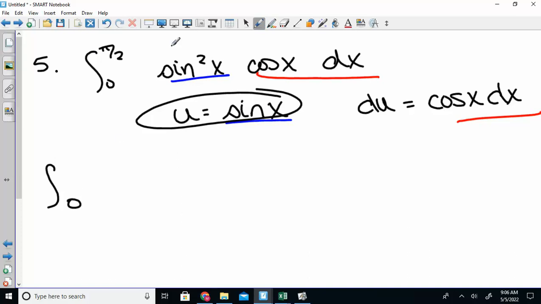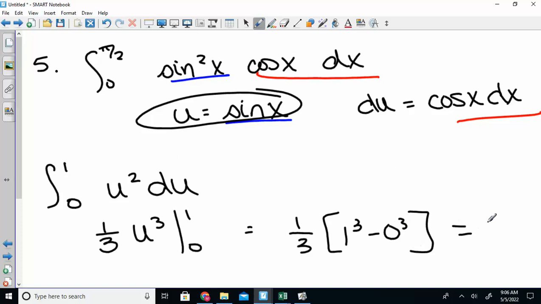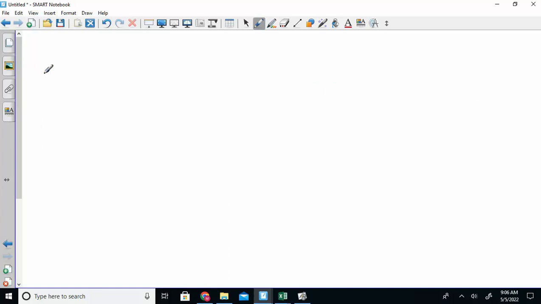So if x is 0, sine of 0 is 0. If x is pi over 2, the sine of pi over 2 is 1. So then we have u squared du. Antiderivative of u squared is 1/3 u cubed. Since I changed my limits, we can just plug them in here. So 1/3 times 1 cubed minus 0 cubed is 1/3. If you kept it as 0 and pi over 2, then you need to replace your u with sine x before you plug in. So a couple ways of doing it.